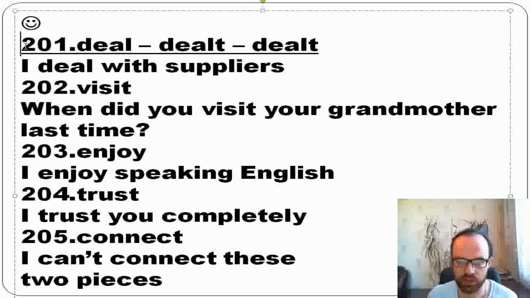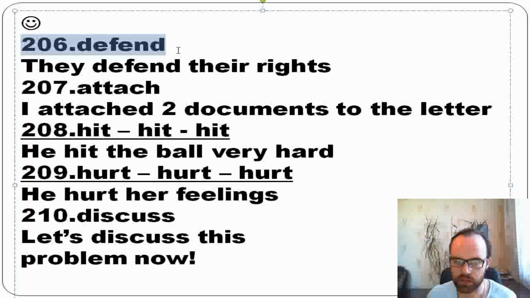Okay, next. Deal, dealt, dealt. I deal with suppliers. Visit. When did you visit your grandmother last time? Enjoy. I enjoy speaking English. Trust. I trust you completely. Connect. I can't connect these two pieces. Defend. They defend their rights. Attach. I attached two documents to the letter.